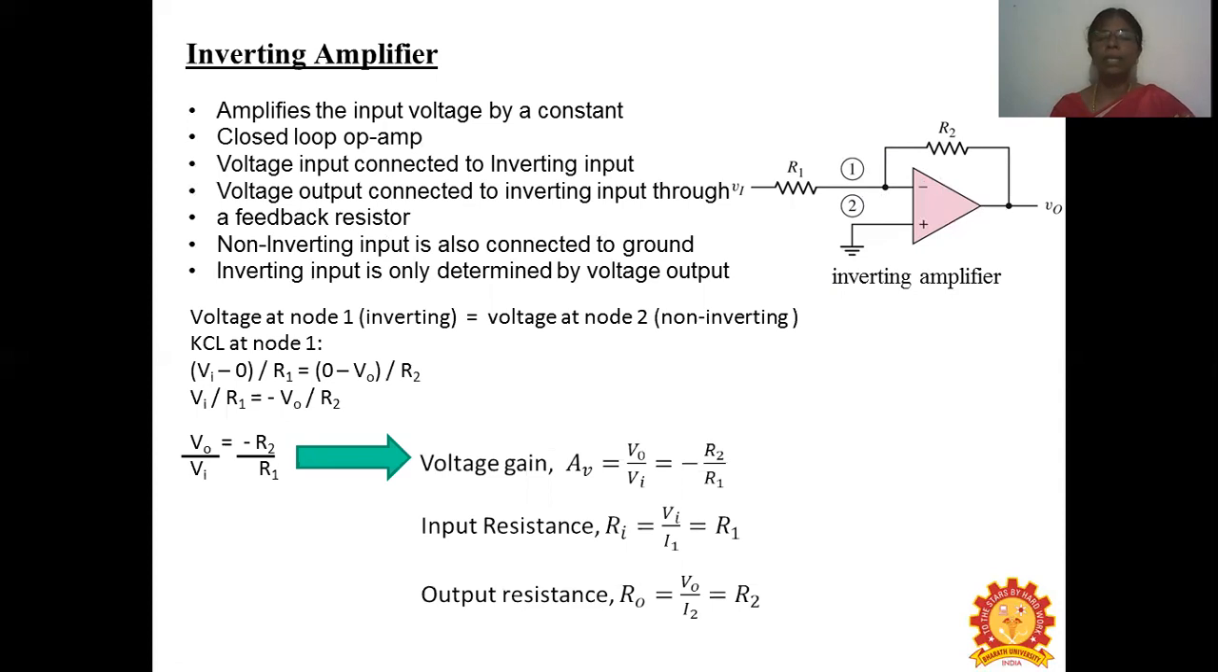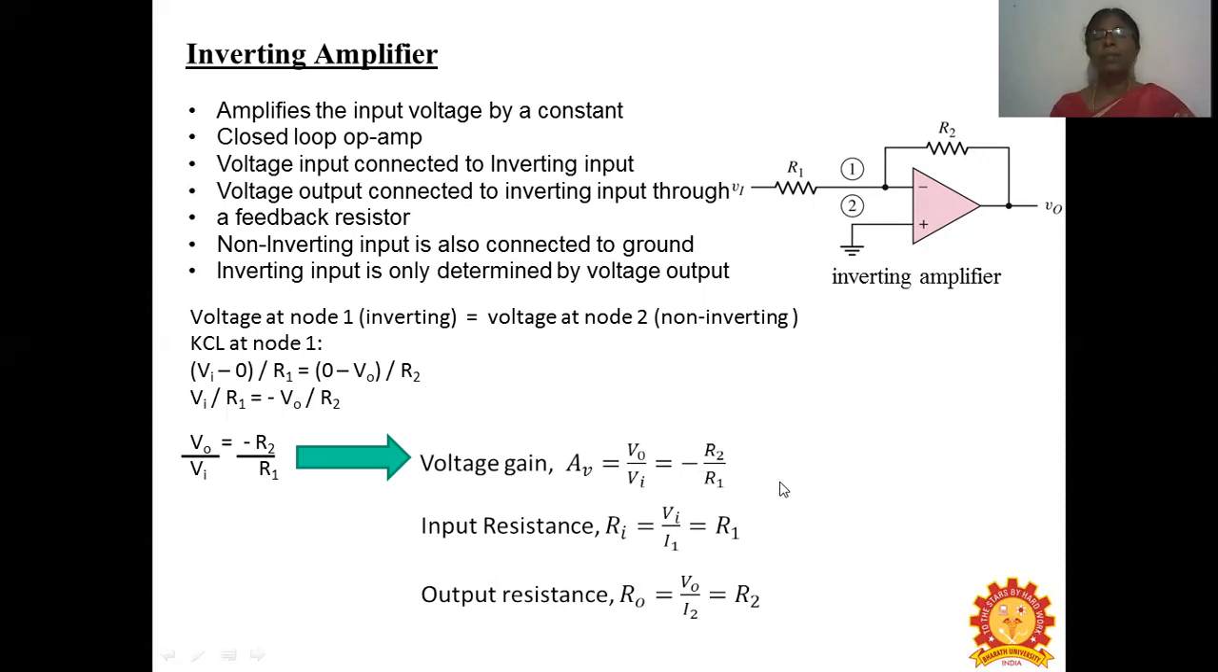Here also we are using Kirchhoff's current law at node 1. Therefore, the voltage at node 1 is equal to the voltage at node 2. Here, Vi minus 0 divided by the concerned resistance R1 is equal to 0 minus V0 divided by R2. Therefore, Vi by R1 is equal to minus V0 by R2. V0 by Vi, the ratio between the output voltage and input voltage, is nothing but the voltage gain, that is equal to minus R2 divided by R1.